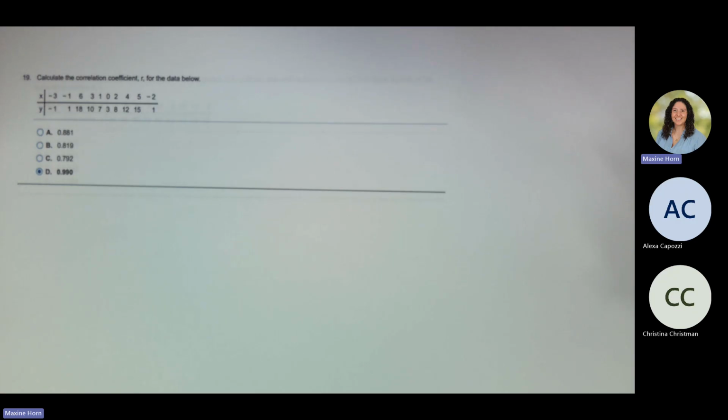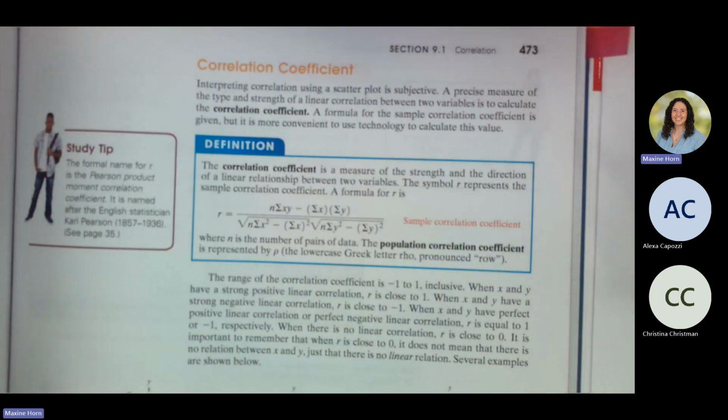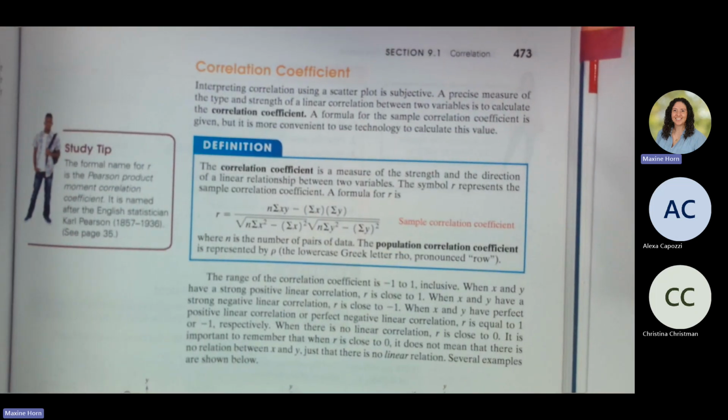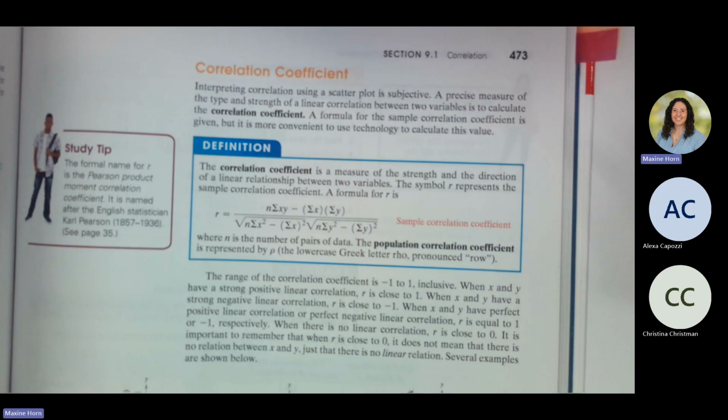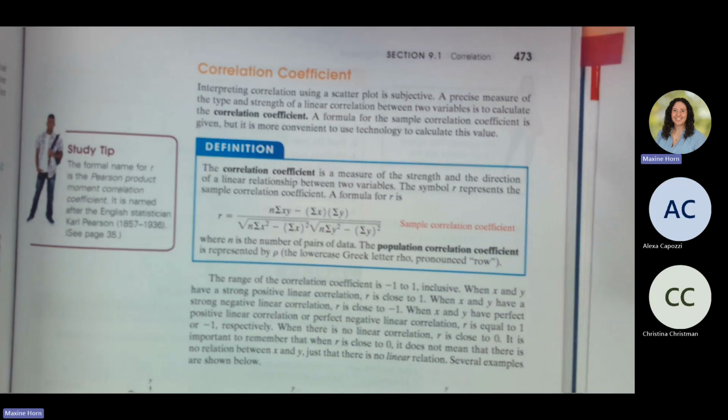Your instructor does not want you to do this by hand. They want you to do it in the calculator. So the formula, I'm not even going to change the zoom on this. This is the formula for the correlation coefficient. That looks fun, right? Actually, it is kind of fun.